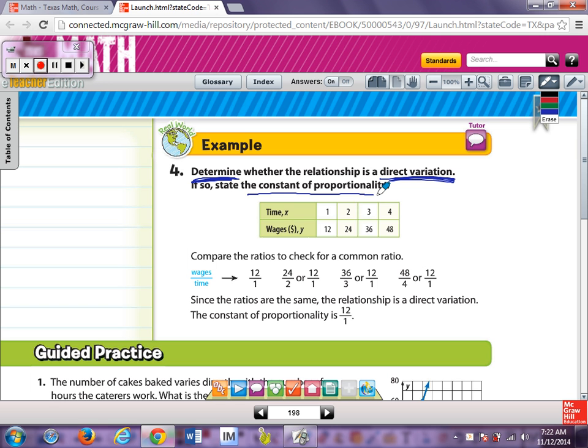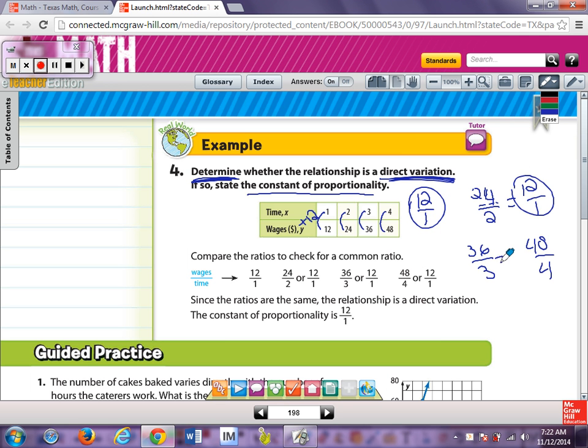So let's look at our table here. I have 1, 12, 2, 24, 3, 36, 4, 48. These are all easily identifiable because I know my times tables as just being multiplying times 12. So 12 to 1, 24 to 2, 36 to 3, and 48 to 4. This is already simplified in lowest terms. This simplifies to 12 over 1. This simplifies to 12 over 1 because I divide everything in this case by 3. Here I divide everything by 4, and I still get 12 over 1.